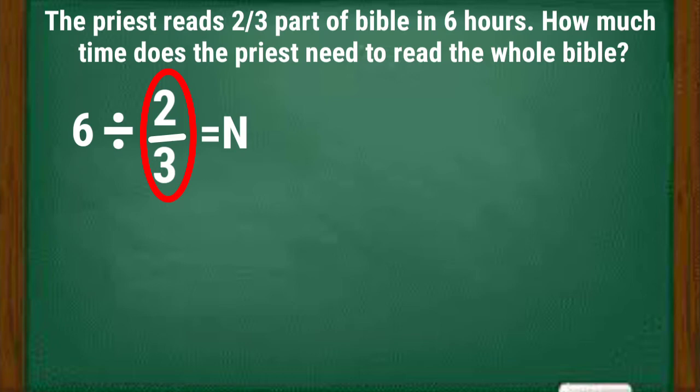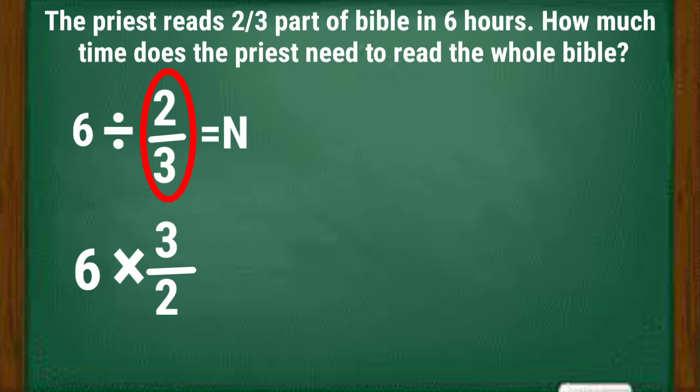You will just simply interchange the numerator and the denominator. So the reciprocal of 2/3 is 3/2. And proceed to multiplication. So 6 divided by 2/3 will become 6 times 3/2.